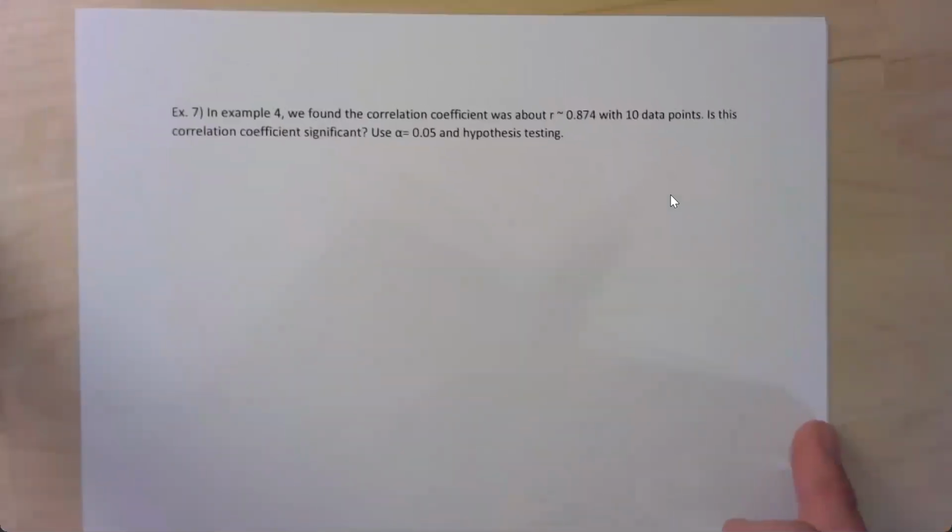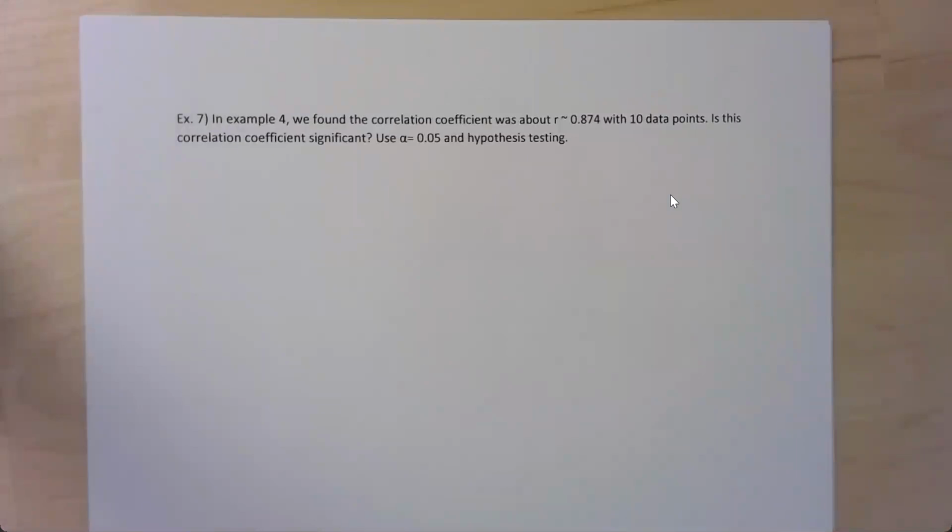So let's do our example. All right. So in example 4, again, I'm sticking with the same example. We found the correlation coefficient was about 0.874 with 10 data points. Is it significant? We're going to use the same alpha, but this time we're going to use the hypothesis testing technique.